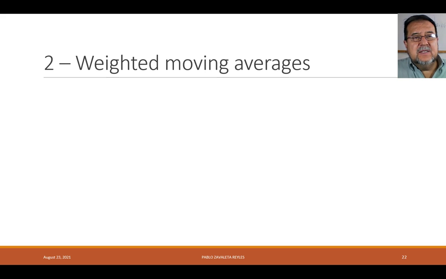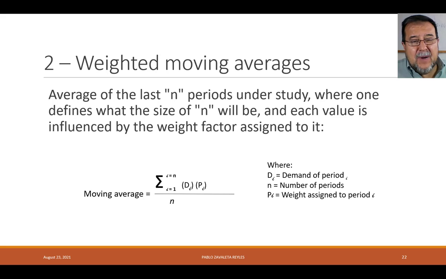The next one is weighted moving averages, which is exactly the same, but where we will be putting a weight assigned to each period. Why? Because we tend to think that the latest value is the most important. So for example, we assign to yesterday's number a higher weight than for the day before.